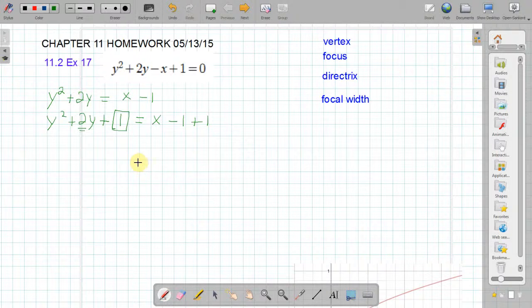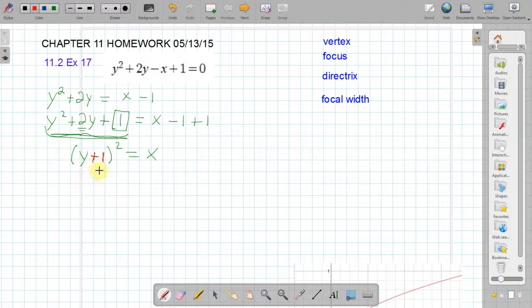Alright, so now this one is actually a binomial square. Again, take half of 2, so that'll be y plus 1 squared. So that's the same thing as all this right here. And now it's equal to x, because the ones cancel each other. So this tells me that our parabola is going to be translated one down. Remember, you change the sign.